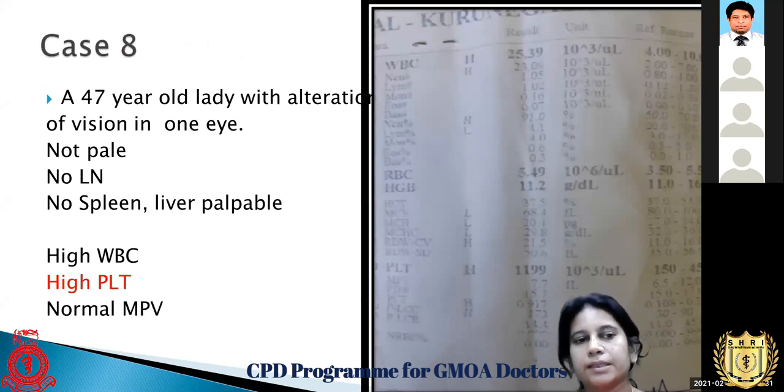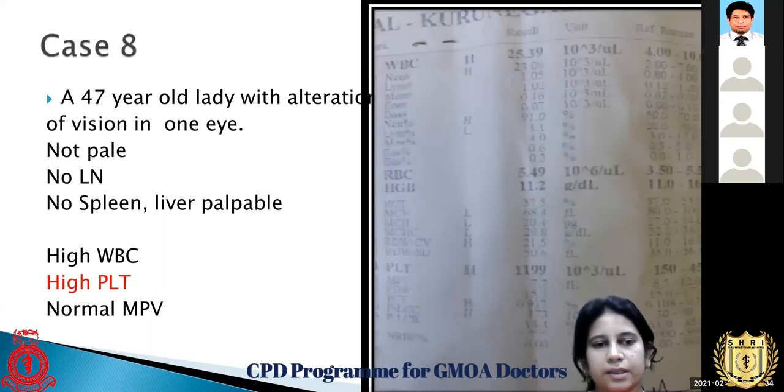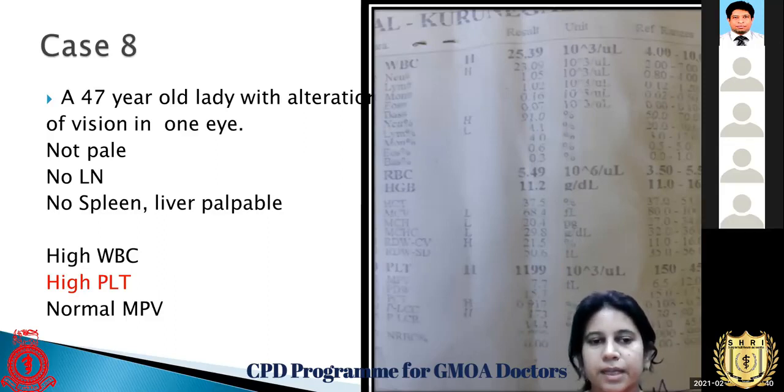Okay, case number 8. This is a 47-year-old lady with alteration of vision in one eye. Not pale, no lymph nodes, spleen and liver not palpable. On eye examination, there's no abnormality. So you are given a full blood count. Yes, this is an abnormal full blood count.